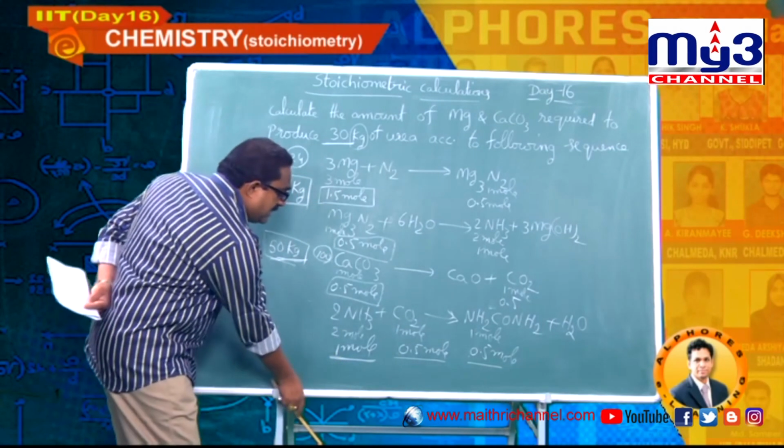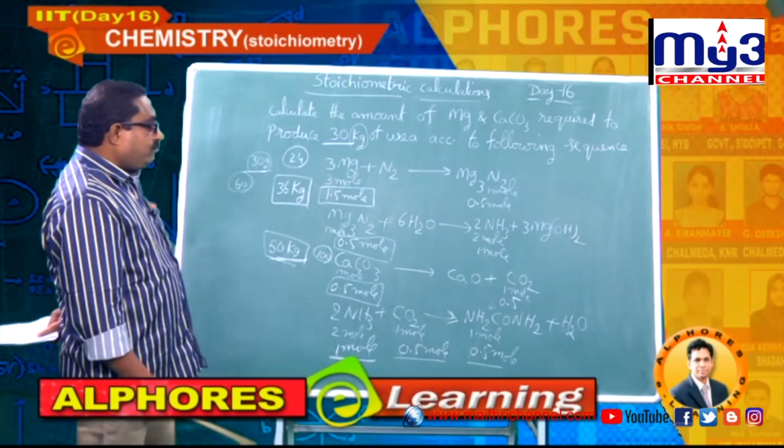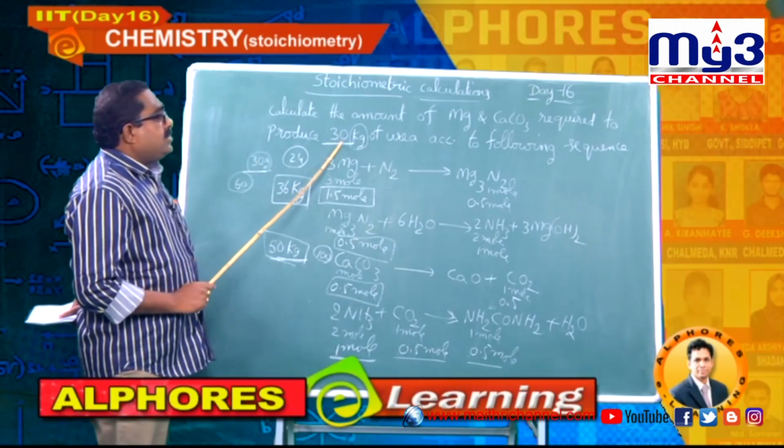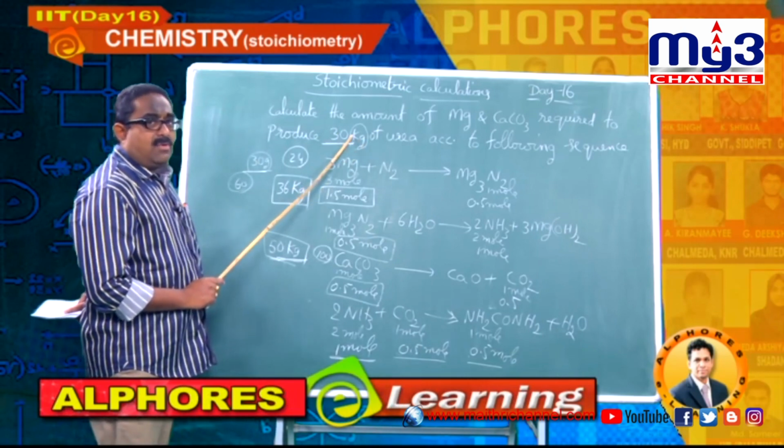Once more I will repeat the explanation, students, very important. Here our requirement is to produce 30 kg of urea. Forget about kg for some time. I will take only 30 grams. Okay, no problem.